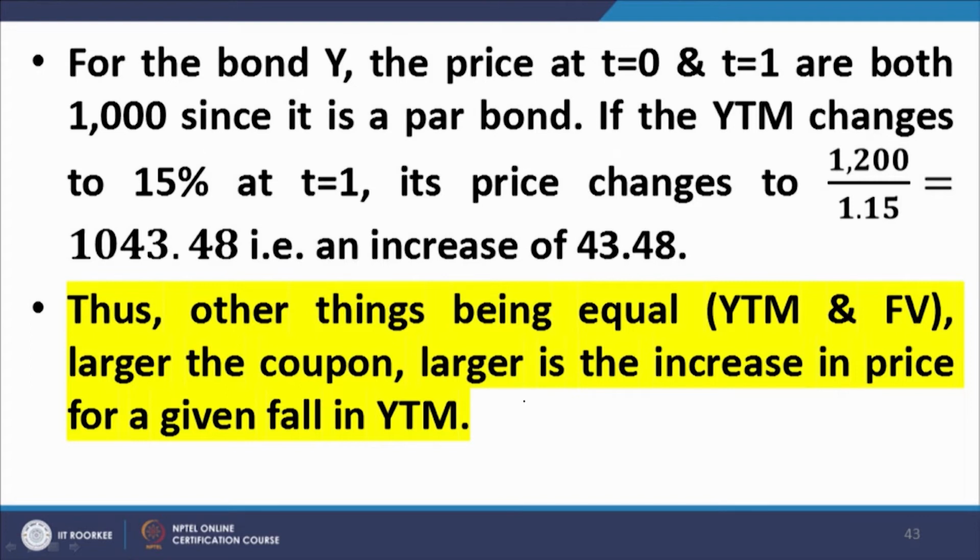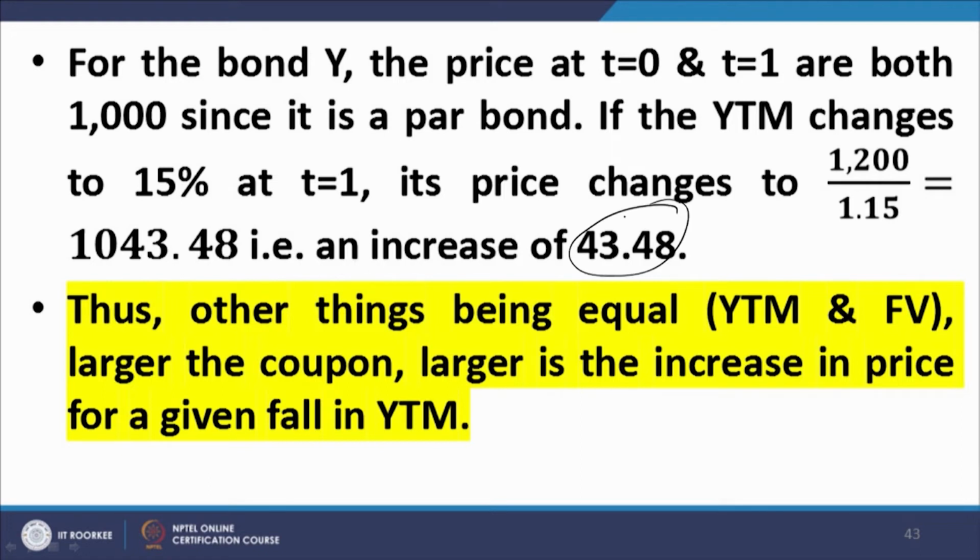will change from 1200, which is the maturity cash flow comprising of 20% coupon and 1000 of face value. This will be discounted at 1.15 because the YTM has changed from 20% to 15%, and we get 1043.48. That means an increase of 43.48. So, what do we infer from this example?